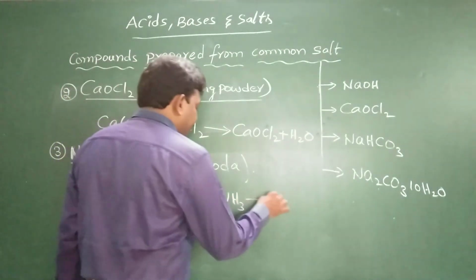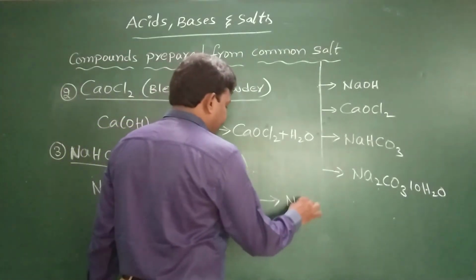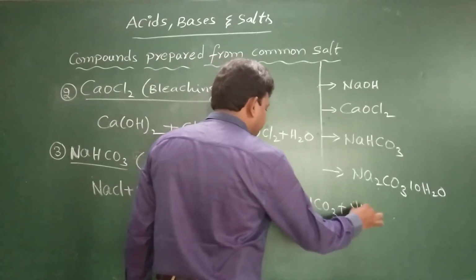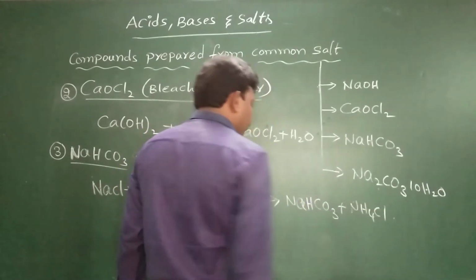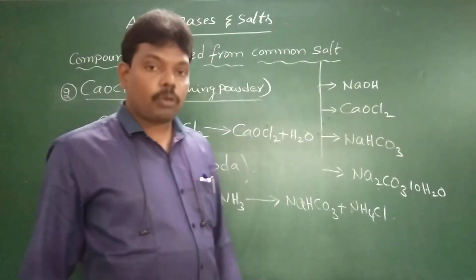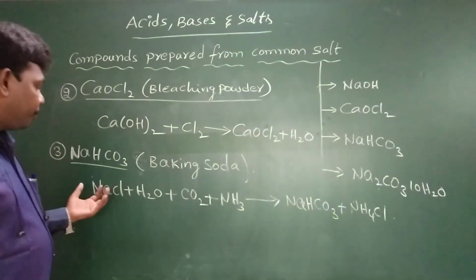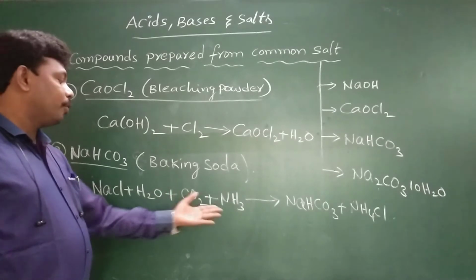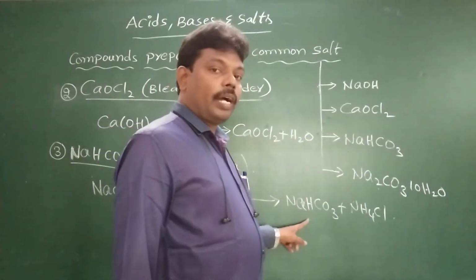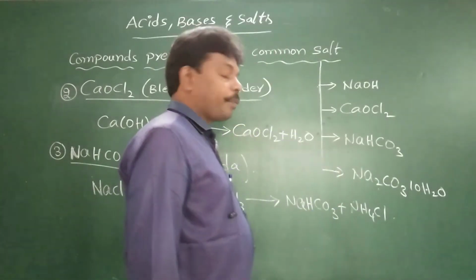Then it gives NaHCO3 plus NH4Cl: baking soda and ammonium chloride. These are the two products. So, what is the preparation? When you pass the carbon dioxide and ammonia through the brine solution, it gives baking soda, sodium hydrogen carbonate, and ammonium chloride is formed. So, this is the baking soda.